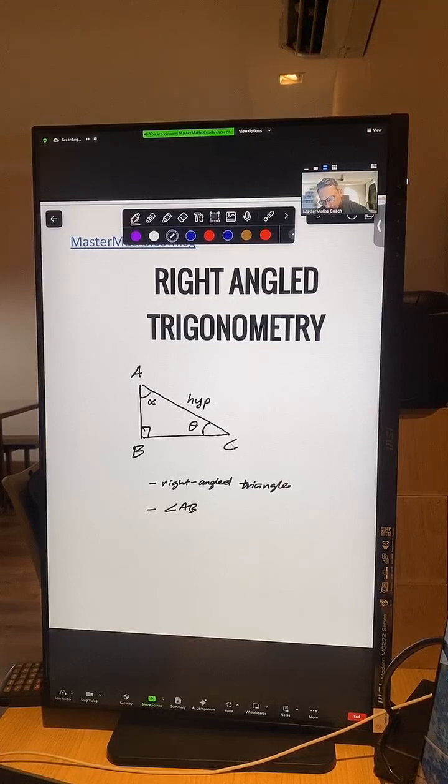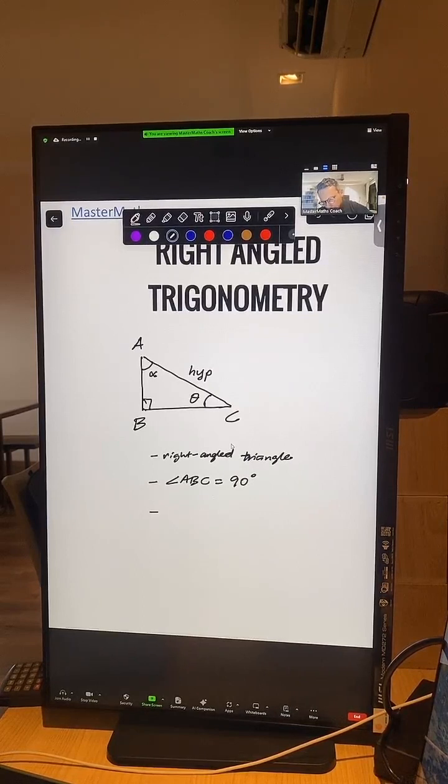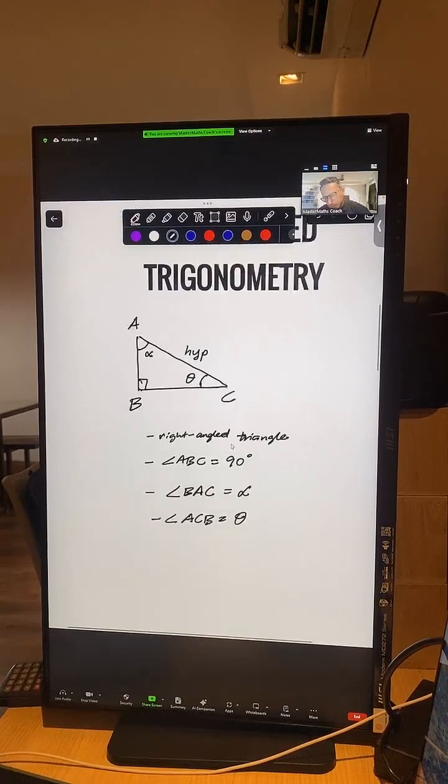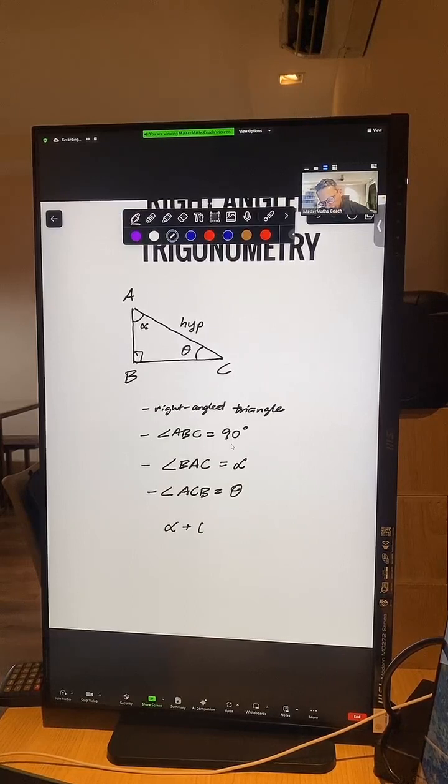Angle ABC is equal to 90 degrees, as you can see. Angle BAC is equal to alpha. Angle ACB is equal to theta. And alpha plus theta will actually give you 90 degrees, because we know that all three angles in a triangle add up to 180 degrees.